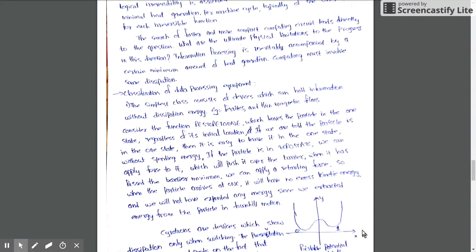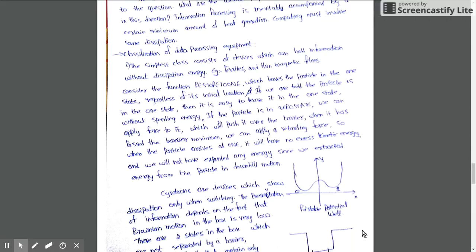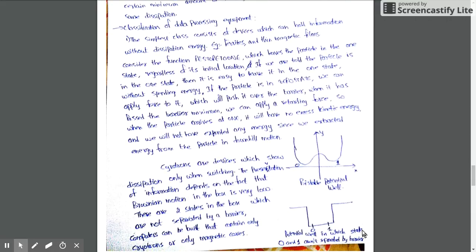Classification of the data processing equipment that we have. We classify the data processing equipment into three types. The first and simplest class consists of devices which can hold information without dissipating energy. Ferrites and thin magnetic films come under this class.